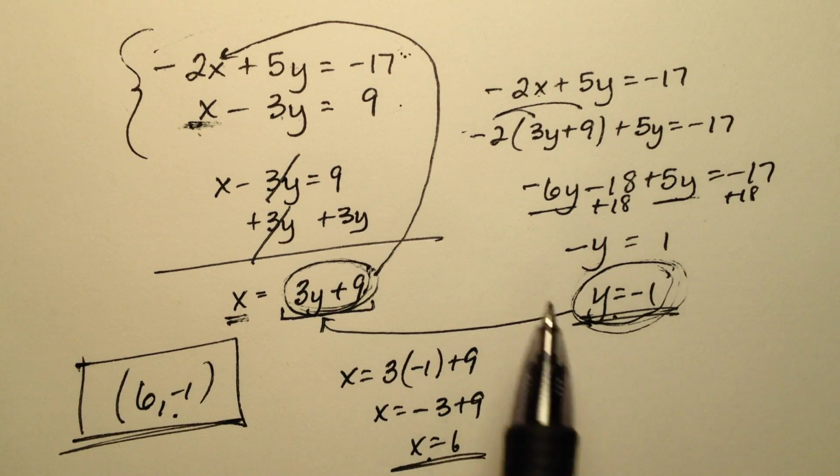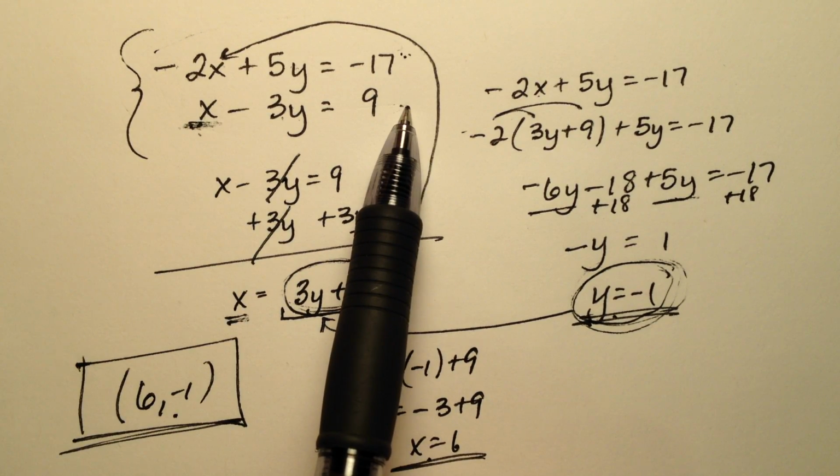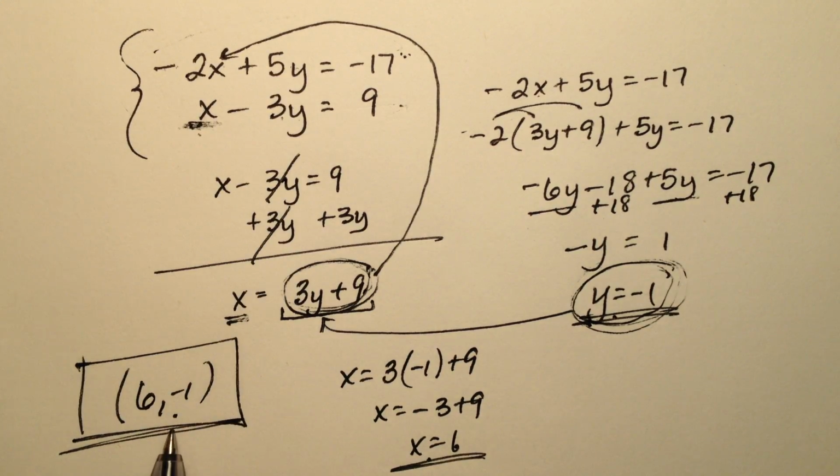What that means is, if I were to graph these two equations, I would see that their single point of intersection would be this ordered pair, (6, -1).